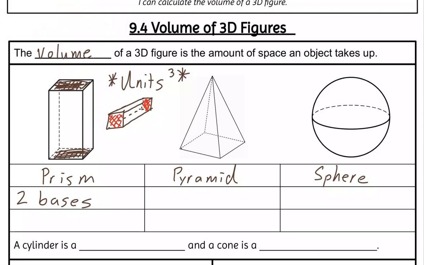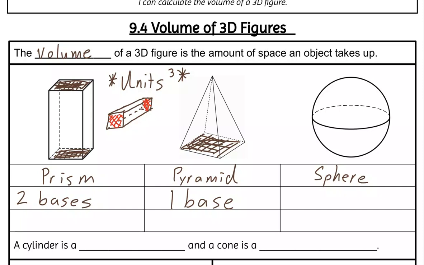Next, we have a pyramid. My pyramid only has one base, and it's this bottom face right here. So when you are looking for the base of a pyramid, normally it's the only one that is not a triangle, but you can also have a triangular pyramid. If you have a triangular pyramid, then the base is the triangle that's different from the other triangles. That one's just a little bit easier to look for.